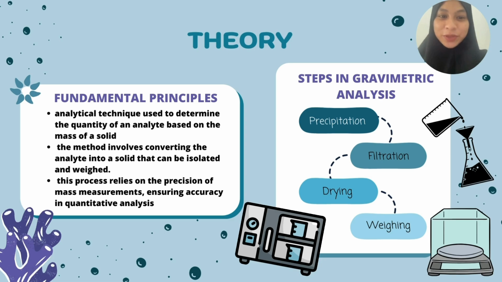Next, we're going to continue with the theory of gravimetric analysis. Gravimetric analysis is an analytical technique used to determine the quantity of an analyte based on the mass of a solid. The method involves converting the analyte into a solid that can be isolated and weighed. This process relies on the precision of mass measurements, ensuring accuracy in quantitative analysis. There are 4 steps in gravimetric analysis. First is precipitation, next filtration, then drying, lastly weighing and calculating.